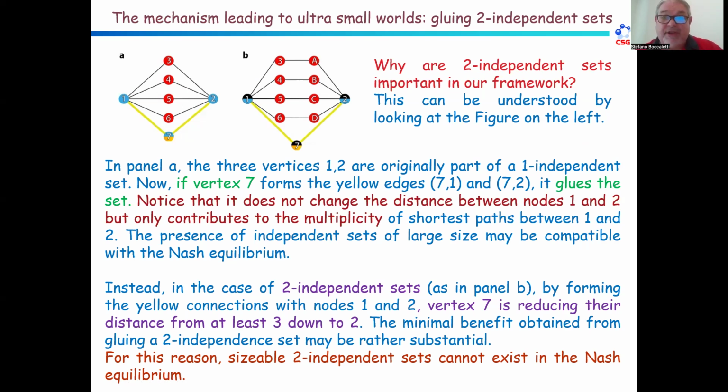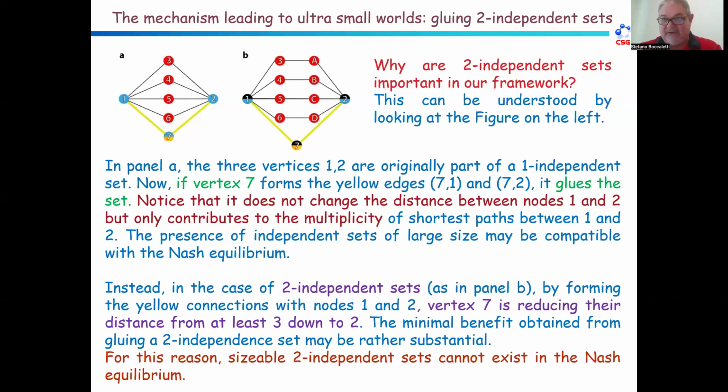And this move should be prohibited in the Nash equilibrium, because otherwise you're not in the Nash equilibrium. Now the question is, how much is the gain that node 7 makes in creating the two yellow connections? And the answer is very little. Why very little? Because if node 7 forms the two connections, nodes 1 and 2 remain in the 1-independent set. The only thing that changes is the multiplicity of the shortest path. So before there was the shortest path through nodes 3, 4, 5, and 6, and now there is also node 7.